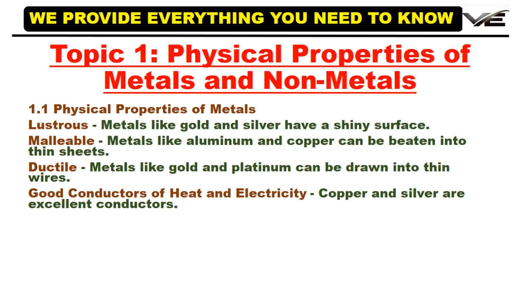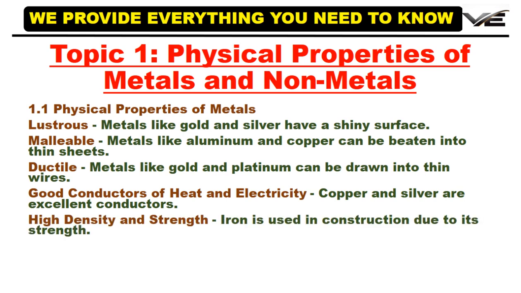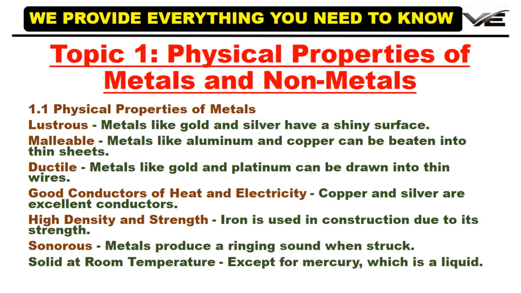Good conductors of heat and electricity. Copper and silver are excellent conductors. High density and strength. Iron is used in construction due to its strength. Sonorous. Metals produce a ringing sound when struck. Solid at room temperature, except mercury, which is liquid.